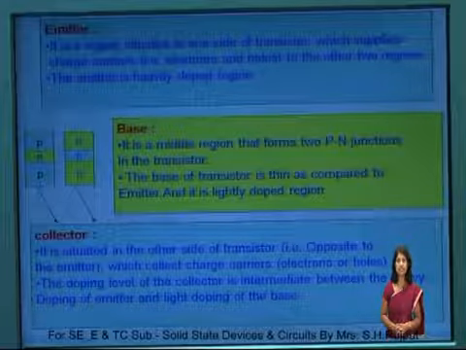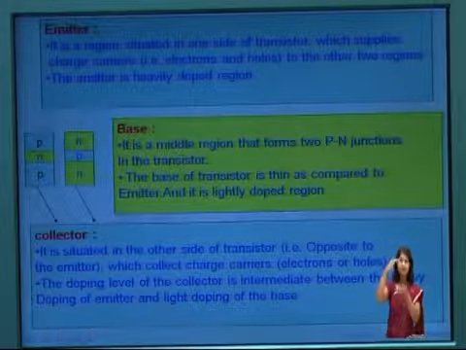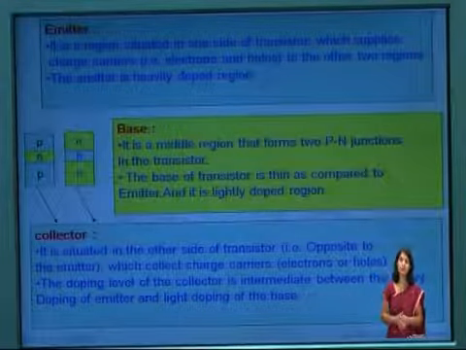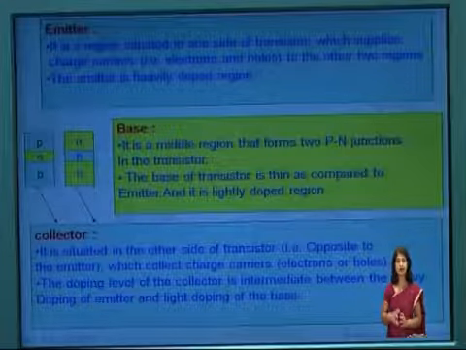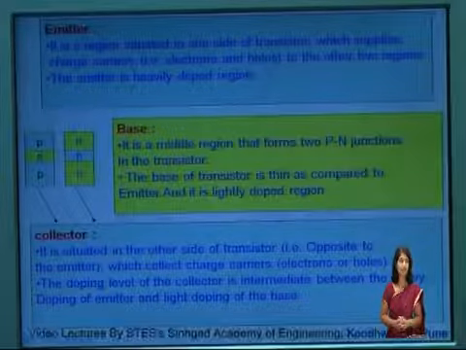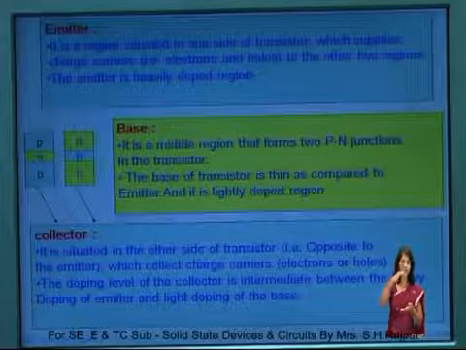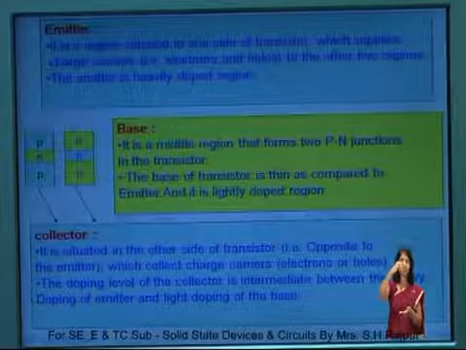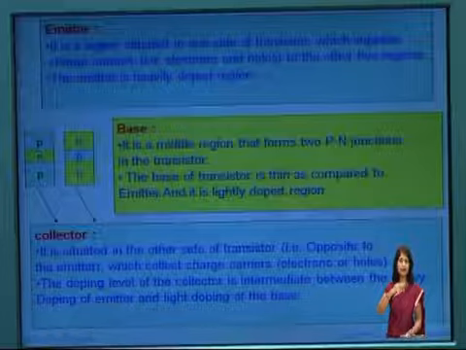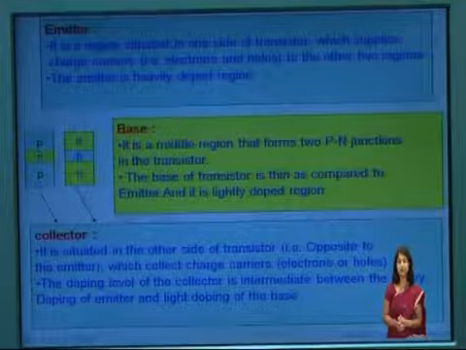When we consider these three terminals, the emitter terminal is a region situated at one side of the transistor. It is a heavily doped region where the electrons are emitted from. Then let's come to the second section, the middle terminal, which is the base terminal, which forms two junctions, one to the emitter section and one to the collector section. It is a lightly doped region and it is very thin in nature.